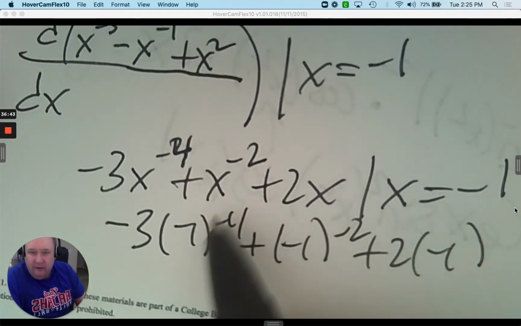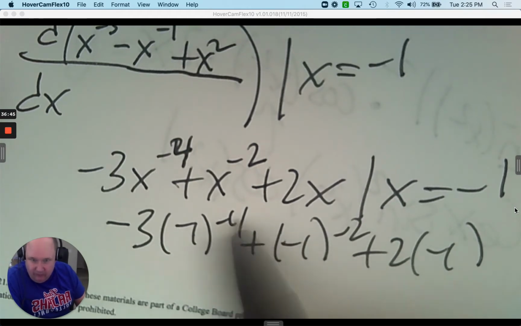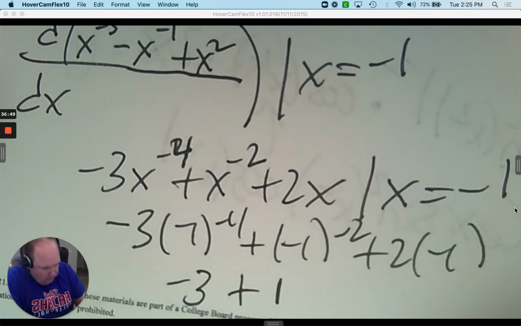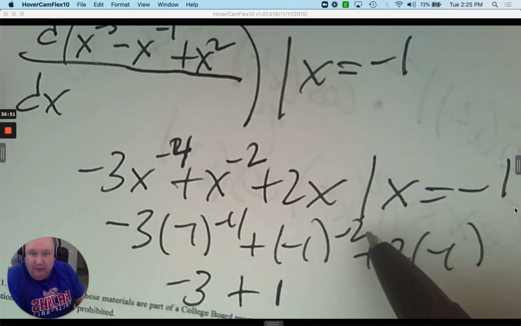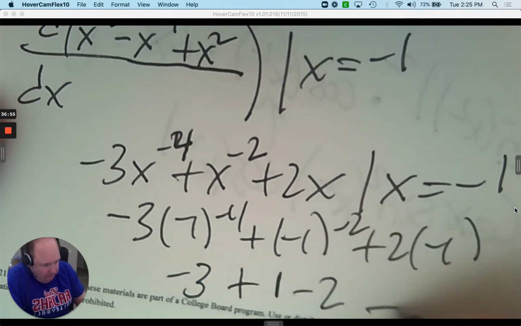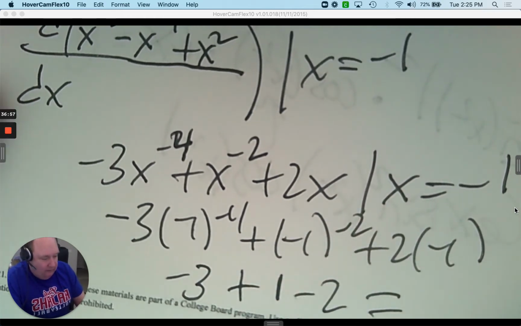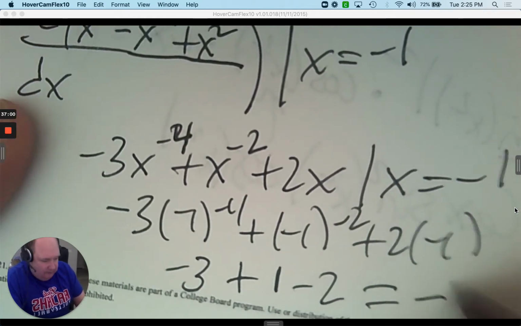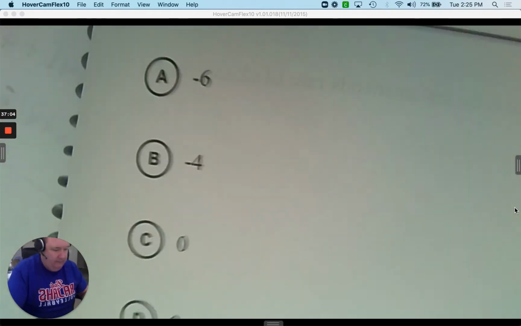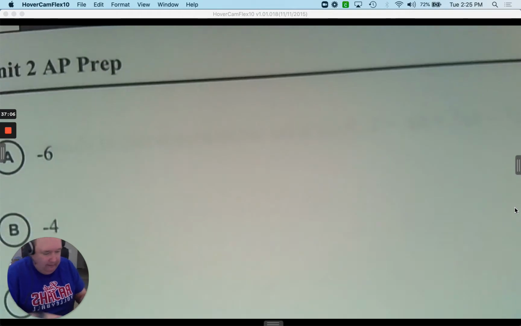Now, the good thing is -1 to an even exponent is just +1. Same thing here, to an even exponent it doesn't matter what it is, it's just going to be 1. And then 2 times -1 is -2. So if I put this together, I get the answer -4. Let's hope. And so the answer is B.